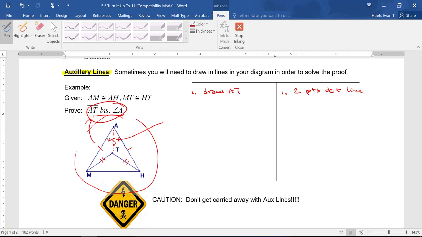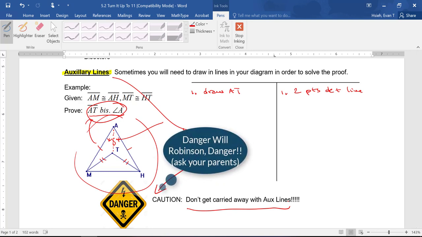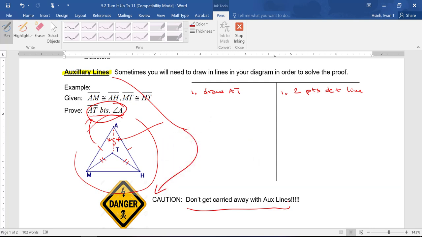Now, what always happens at this point in the year is that students go crazy with auxiliary lines. Whenever they get stuck, they just start going, I'm going to draw auxiliary lines everywhere. Be careful, okay? Danger, caution, don't get carried away. Most of the proofs you're going to be doing do not have auxiliary lines. Really, the only time you need an auxiliary line is when it looks pretty obvious that you're missing a line segment, or you might have a circle where you're missing a radius, for example. Okay? Let's jump to the backside now and try a couple more proofs.